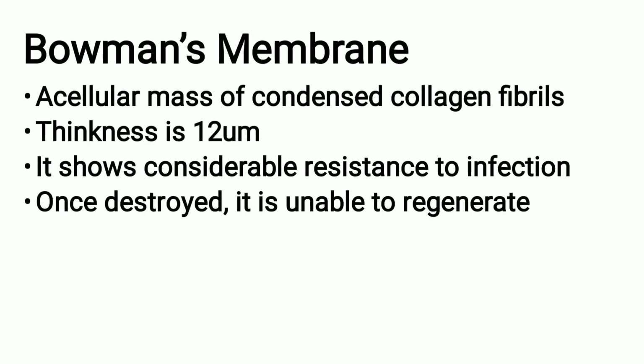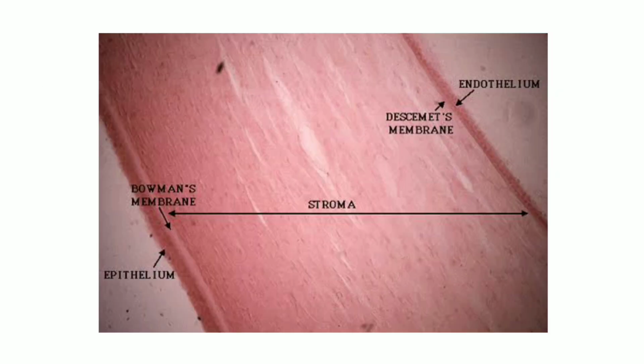Second layer is Bowman's membrane, also called as anterior limiting lamina. It is smooth as you can see in this diagram. Acellular mass of condensed collagen fibrils. It helps in resisting infections, but it cannot be regenerated.